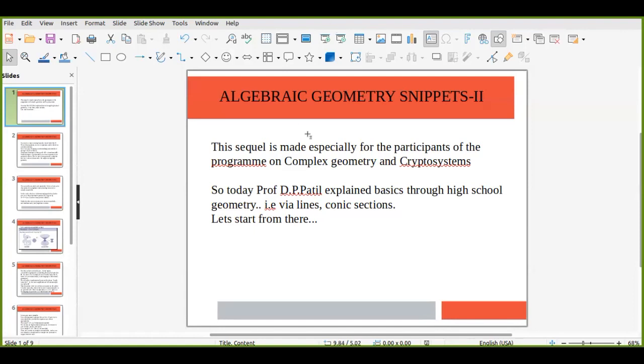So we are going to make precise some connections between complex geometry and crypto systems. But before that, we saw today that Professor Dilip Patil explained basics through high school geometry via the linear equation, how it explains the set of all points satisfying a certain linear equation and conic sections, and so on. So let's start from there. I invite the audience to my Algebraic Geometry 1, which is also there in the same channel.